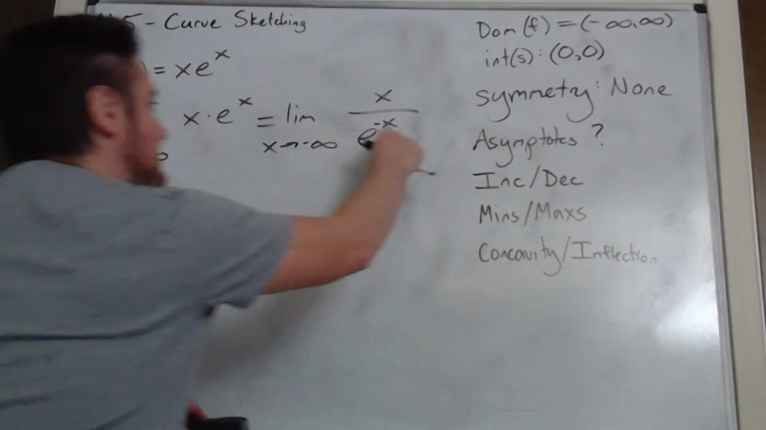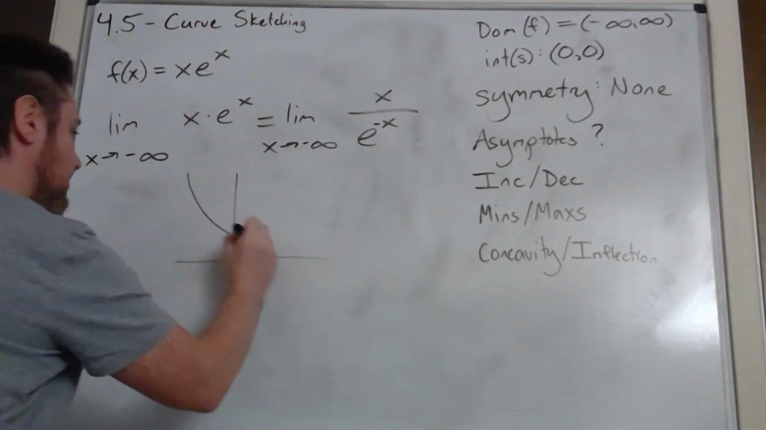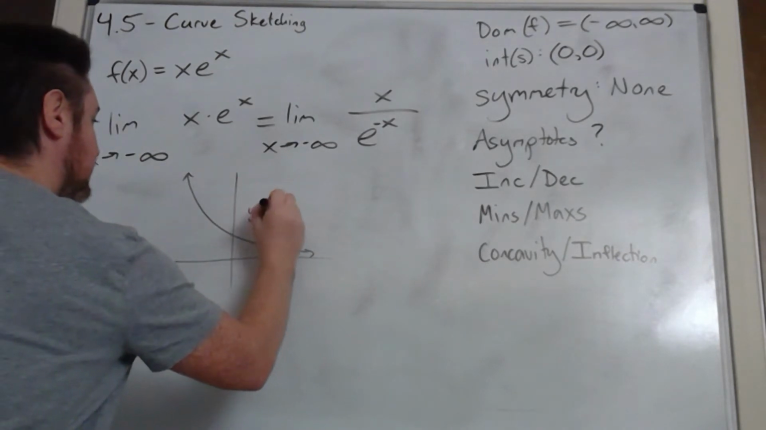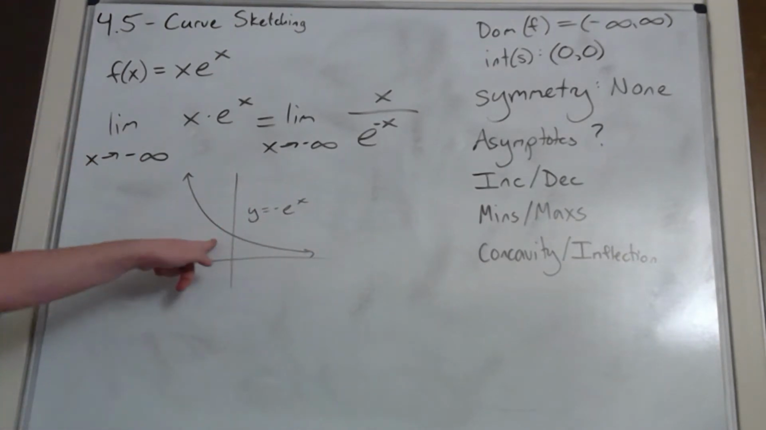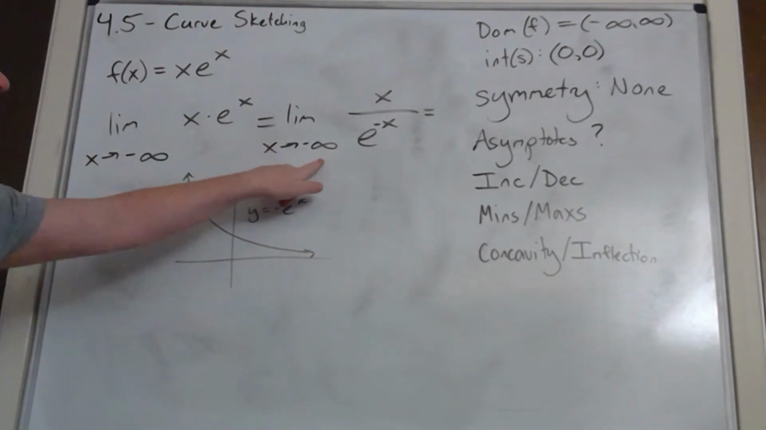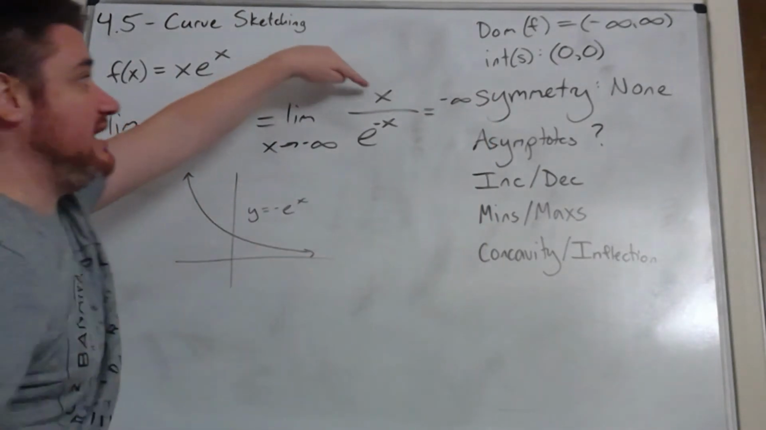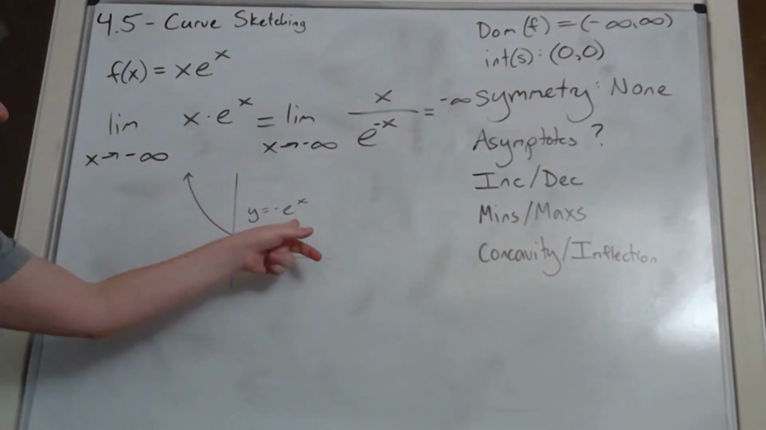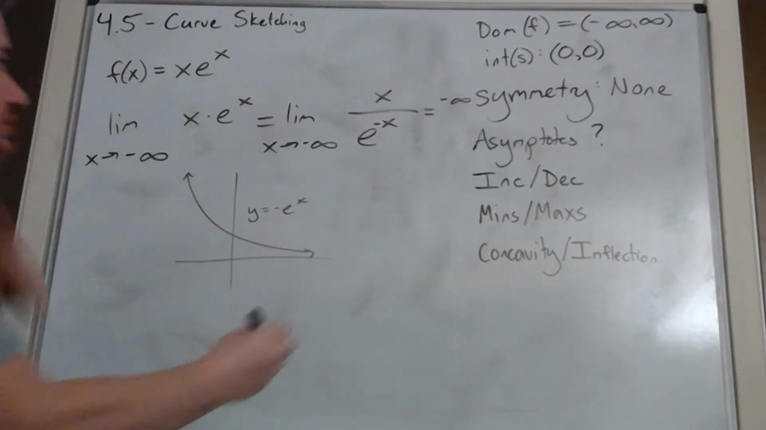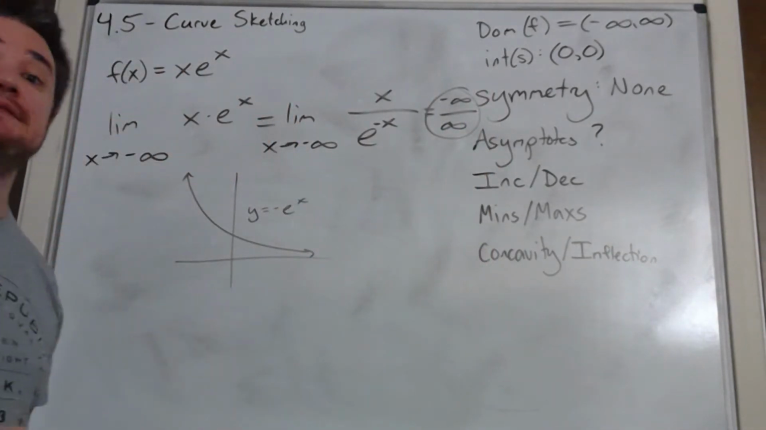So now e to the negative x, what does that graph look like? That is a mirror image reflection of e to the x. So y equals e to the negative x is this graph right here. Now, as x goes to negative infinity, the top's going to negative infinity. This graph, as we move to the left, is also climbing now to positive infinity. All right, so we got negative infinity over positive infinity.